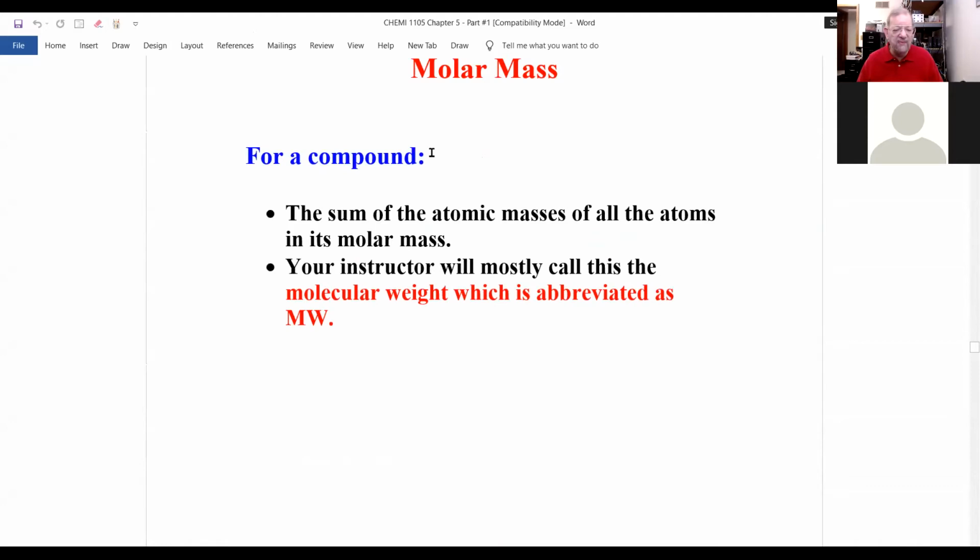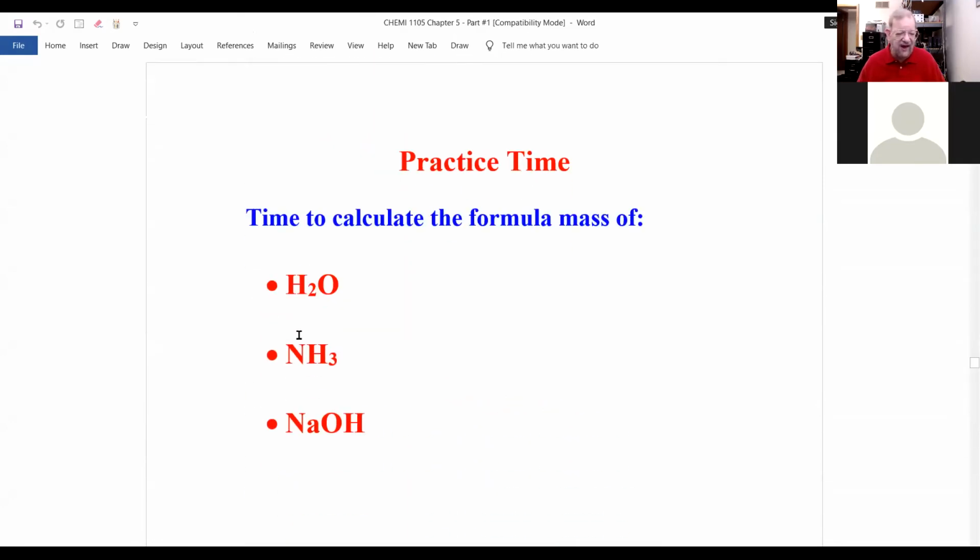Now, last week, I talked about molar mass, also known as molecular weight, which I will use. I don't use molar mass. And I abbreviated a lot, MW, molecular weight. And the molecular weight is the sum of all atomic masses of the atoms in its formula. And we went through examples like water, 2 hydrogen, 1 oxygen, and ammonia and sodium hydroxide.